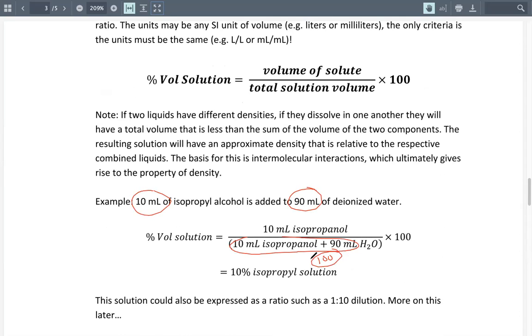It seems super simple, but you want to rush through and you'll be like, oh, 10 divided by 90 times 100. And it's like, oh, how did I get that one wrong, right? You just didn't add it together. You have to make sure you add together because the equation is total solution volume, right? And the total includes the 10 that you're adding. And that's really the piece that people forget often, right?